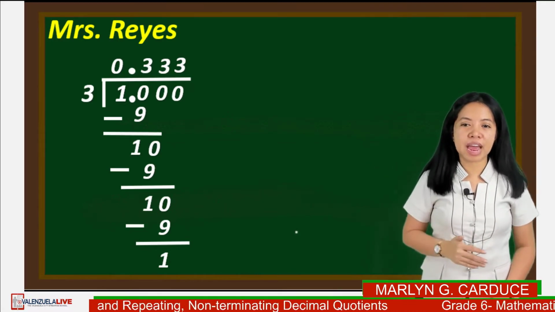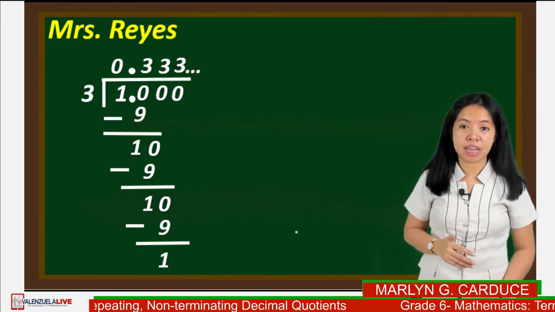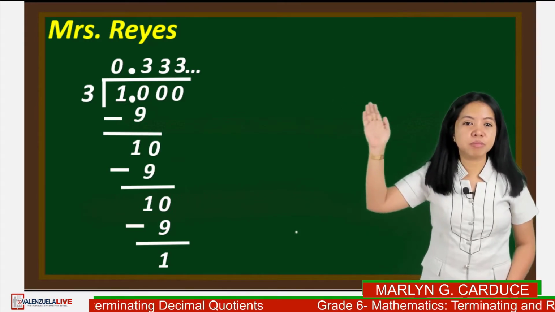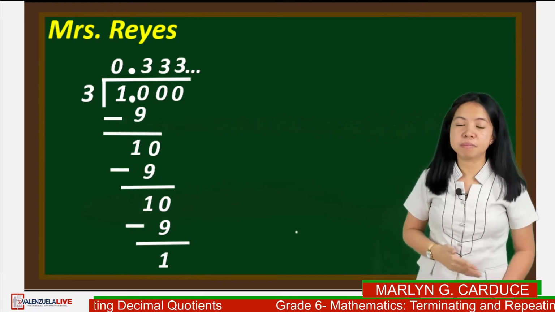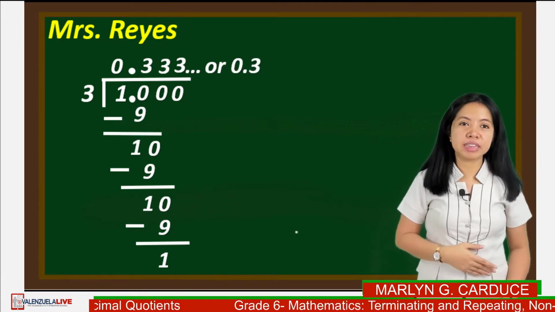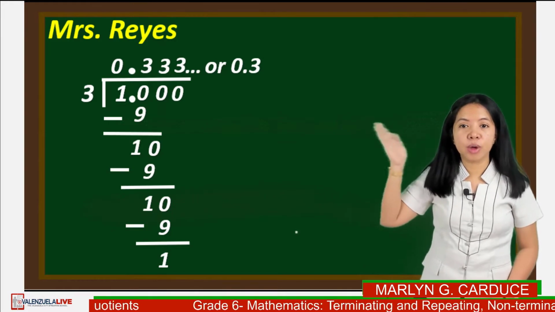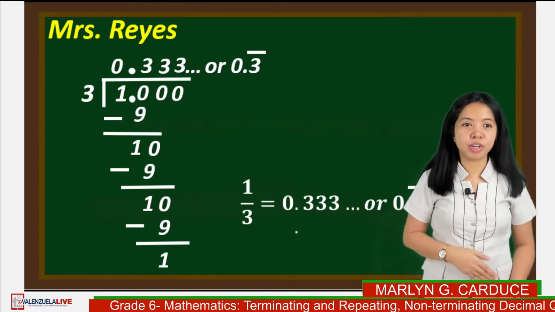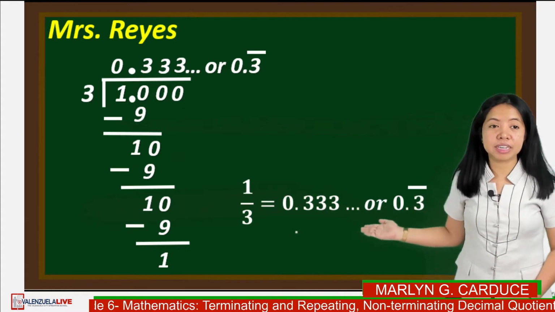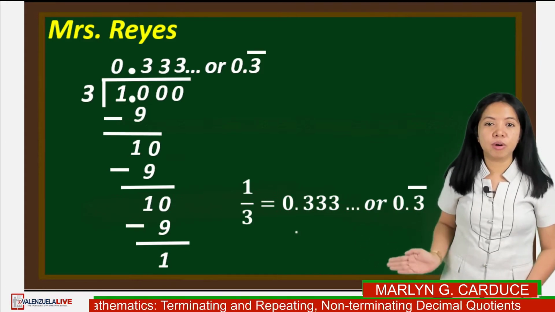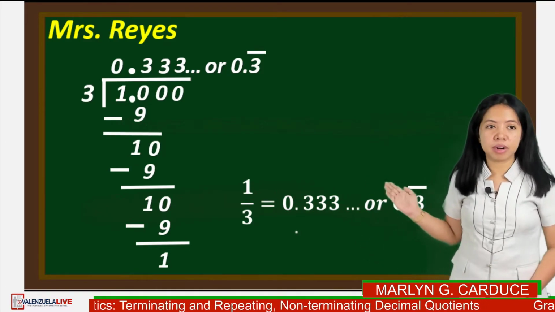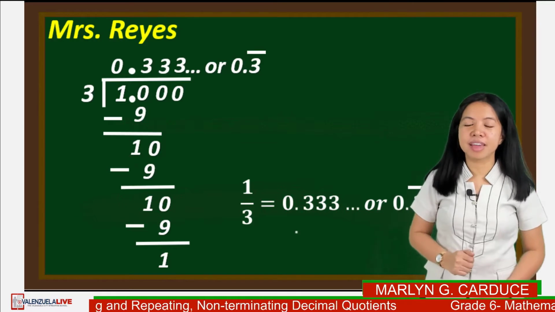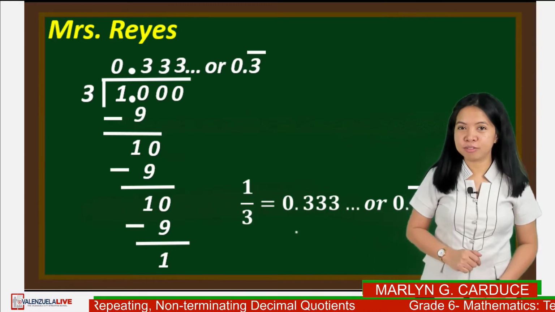So we will just leave it as 0.333 and write 3 dots, or called an ellipsis, which means it continues infinitely repeating the pattern. Or we can write it as 0.3 with the bar above the digit that is being repeated. So 1/3 is equal to 0.333 with an ellipsis, or 0.3 with a bar above 3. Which means both Mrs. Santos and Mrs. Reyes got the right weight of meat.